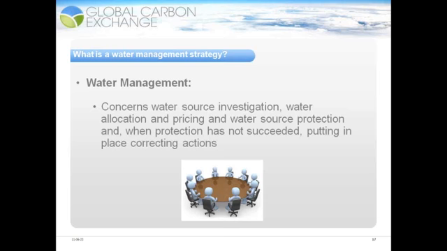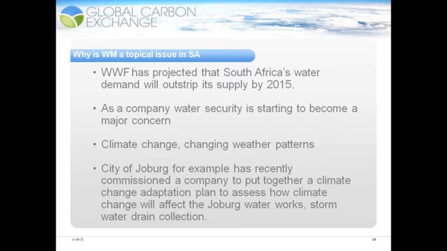So why is water management becoming a more topical issue in South Africa? Well, to start off with, the WWF has projected that South Africa's water demand will outstrip its supply by 2015. Now that's quite a worrying statement. It's basically saying that in the next 4 years, the actual demand for high quality water in South Africa is going to increase at such a rate that the actual infrastructure itself will not be able to keep up with that rate.